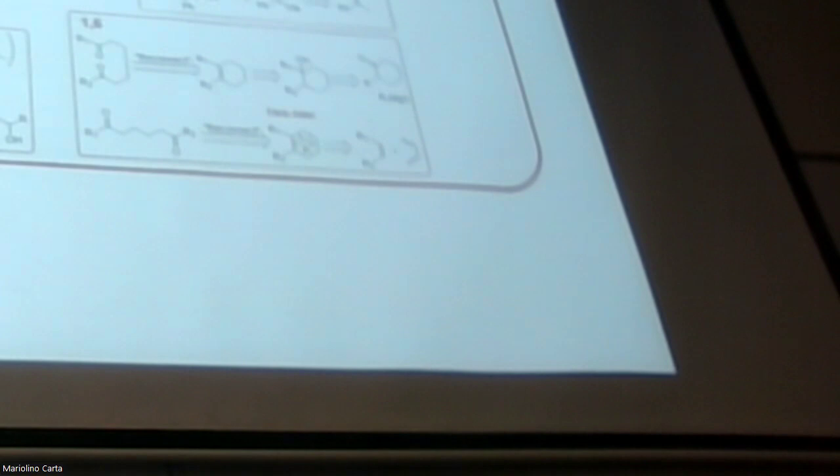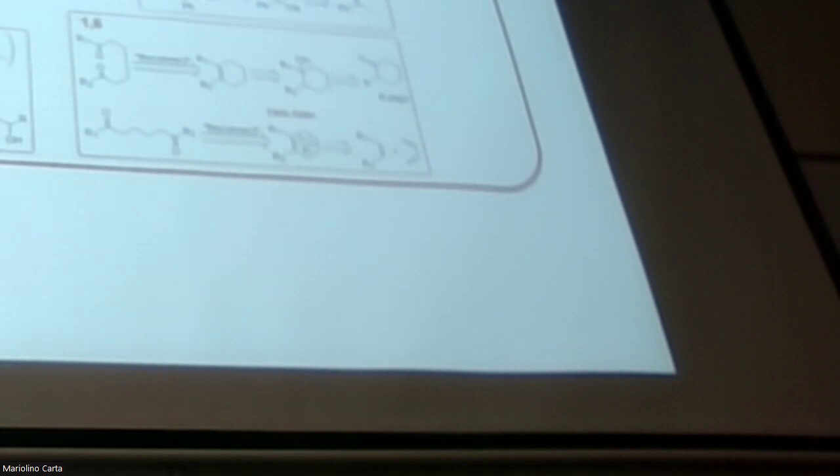1,6, very unlikely. We saw the 1,6 before, it was the Robinson annulation. From a strategic point of view, probably don't expect too much on 1,6 at the exam. I never try to put too much on 1,6 because they're the most illogical to me. The reconnections are the most illogical ones.